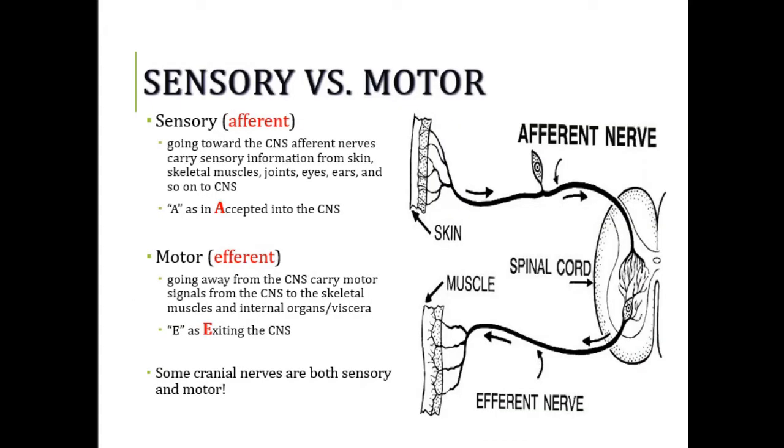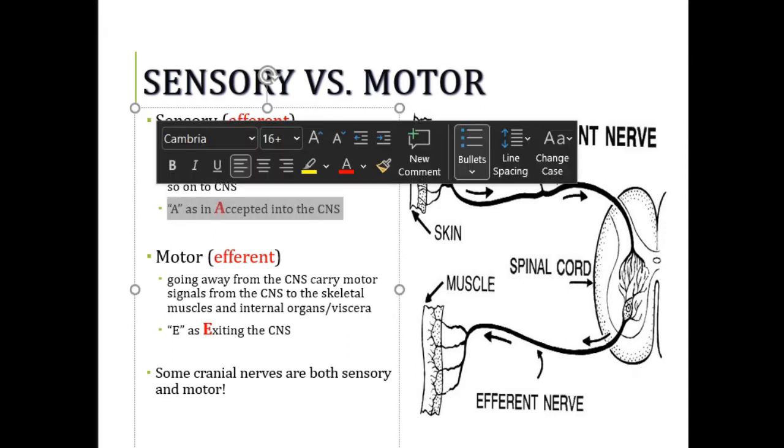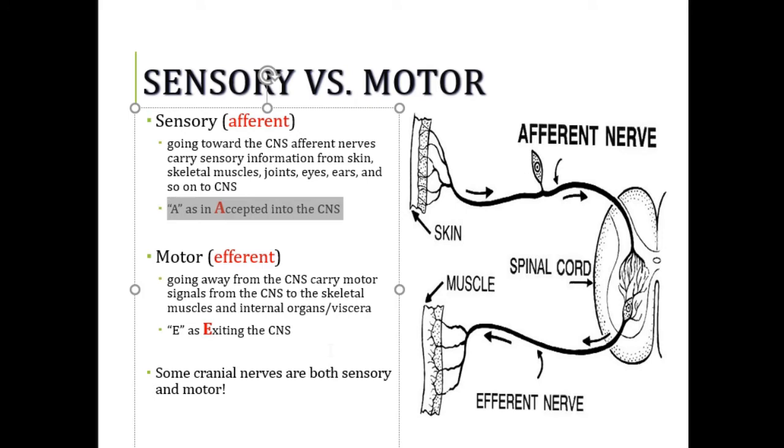I've been talking a lot about sensory versus motor, but what does that even mean? We have sensory, motor, or some nerves are both. Sensory nerves are afferent, while motor are efferent. Afferent means that information is accepted into the central nervous system. So they send information from another part of your body to the brain for processing. This can be from your skin, your muscles, your eyes, ears. When you touch something, the nerves in your skin send that all the way to your brain; that is a sensory afferent nerve. What I would use to remember this is the A as in accepted into the central nervous system, or A as in accepted into the brain.